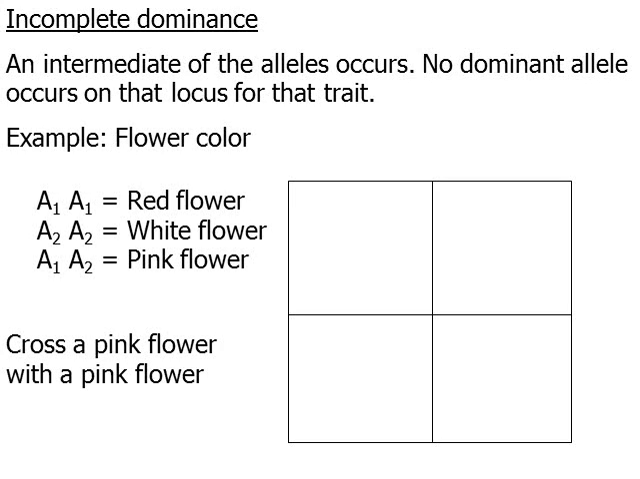Incomplete dominance, as the name suggests, is when there's an intermediate of the alleles. There's no dominant. Flower color, if we cross a red and a white flower, we're going to get a pink. What if we cross a pink with a pink? Any idea what the results will be?